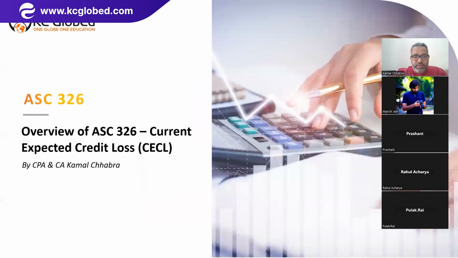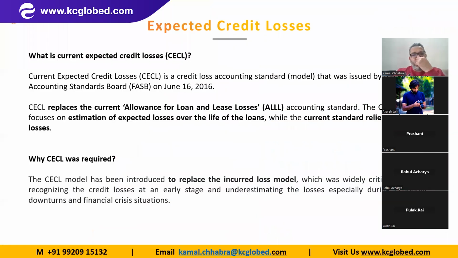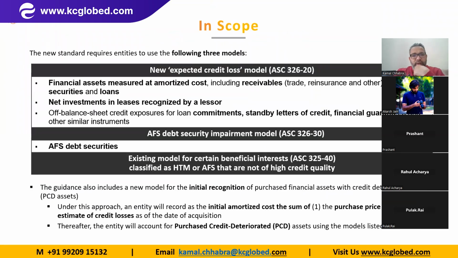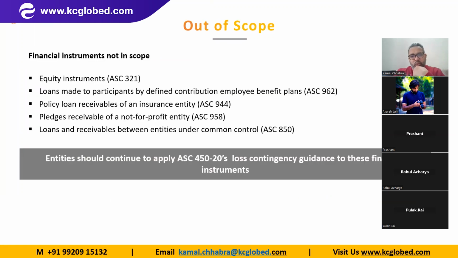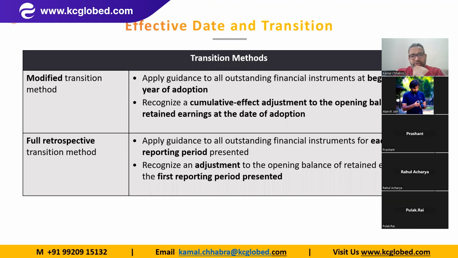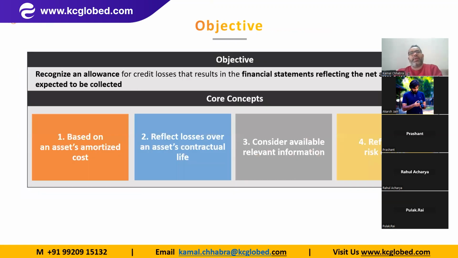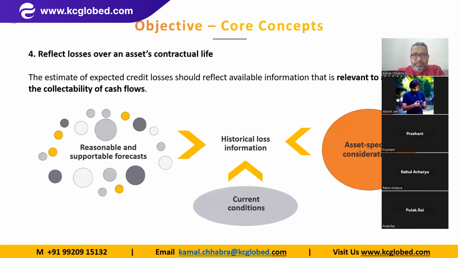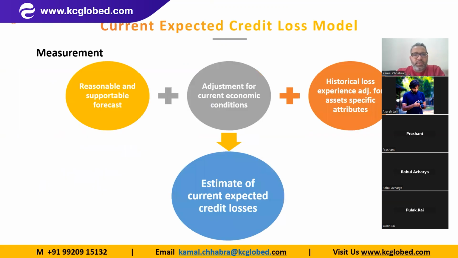Started with ASC 326, we covered the definition of current expected credit loss, and then we discussed what is in scope, what is not in scope, the transition date, transition methods, the objective, and all four concepts. This we have covered. So now we are jumping into the measurement.